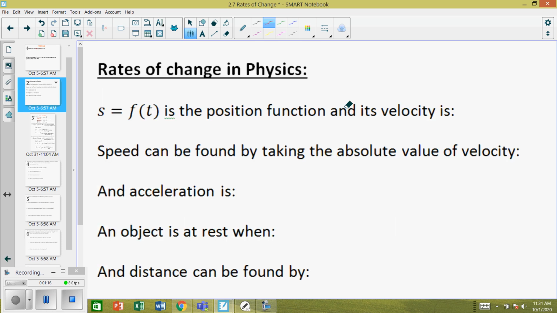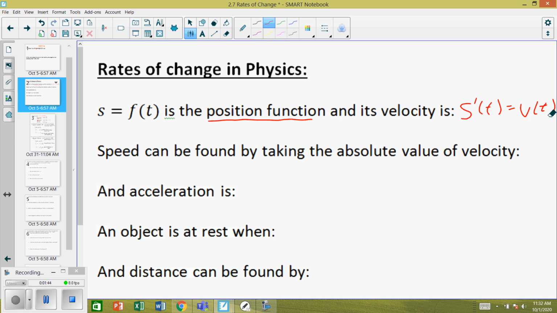All right. So rates of change, physics type problems. You've probably done problems like this in your physics class, maybe even done a derivative without realizing it. S of t, or f of t, we already know is the position function, and the velocity is just the derivative of that, which we call v of t. We've done this already.